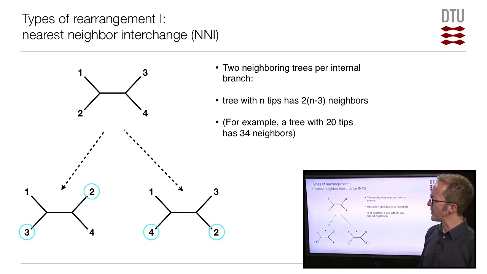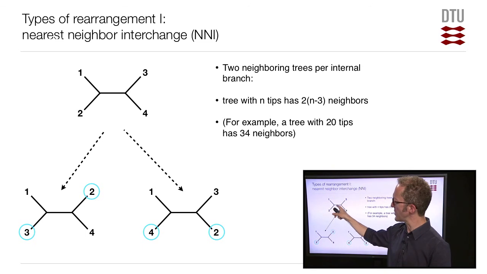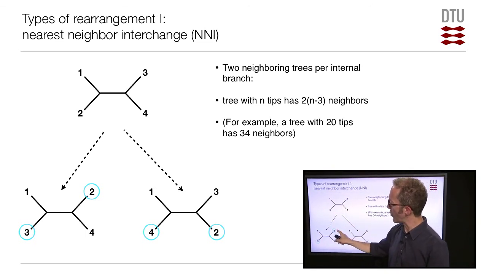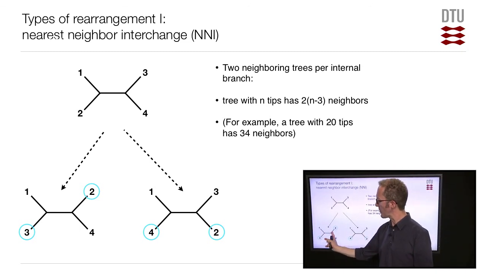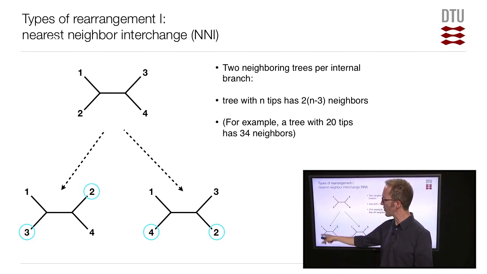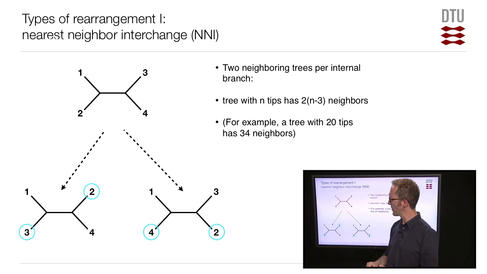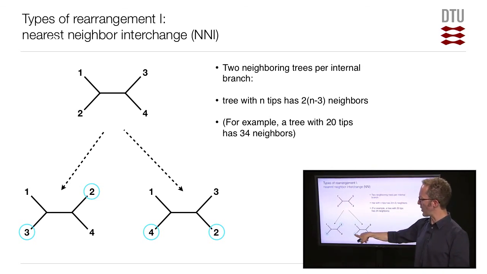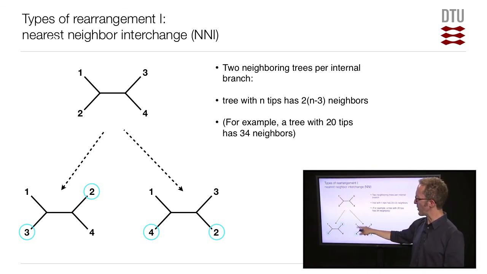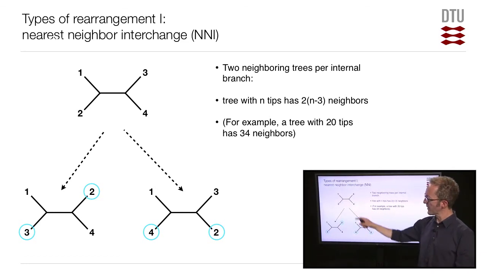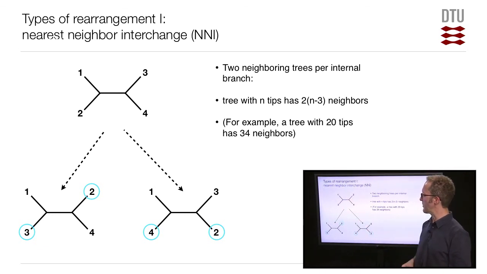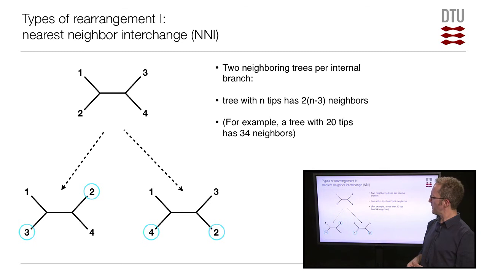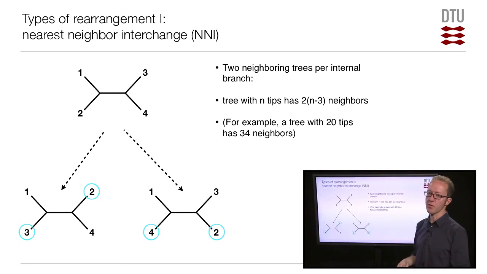The idea in nearest neighbor interchange is simply that for each internal branch in the tree, you swap 2 of these groups. So on this tree, we've swapped groups 2 and 3. So now 1 is together with 3. At first, it was together with 2. On the other tree down here, you swapped 4 and 2. So 1 is now together with 4 instead of being together with 2. In nearest neighbor interchange, you do this for every internal branch in the tree. So for every internal branch, you have 2 neighbors. This means that, for instance, a tree with 20 tips will have 34 neighbors.